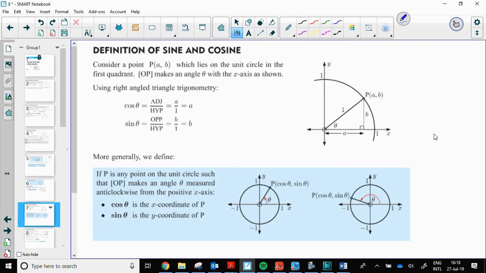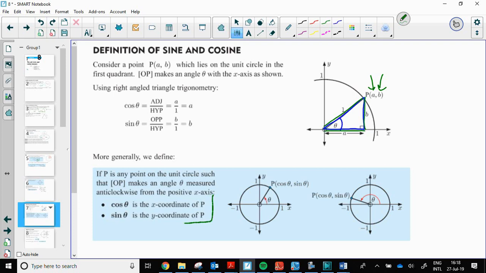We can now define our sine and cosine functions in terms of that point P as it moves around the circle. We still have a right triangle here when we're in the first quadrant, but notice now that the cosine of this angle must be equal to A divided by 1. 1 is certainly the hypotenuse given that we're on a unit circle. But A is simply the x-coordinate of our point. Likewise, the sine of theta is b divided by 1, where b is the y-coordinate of our point.